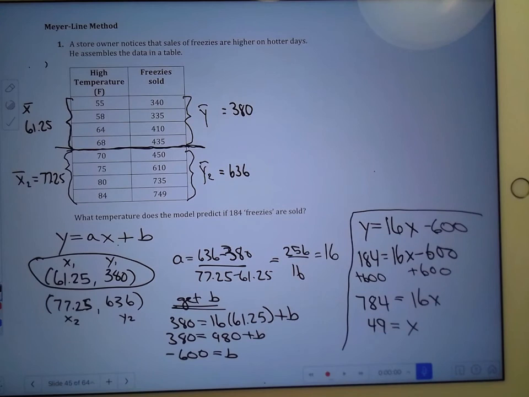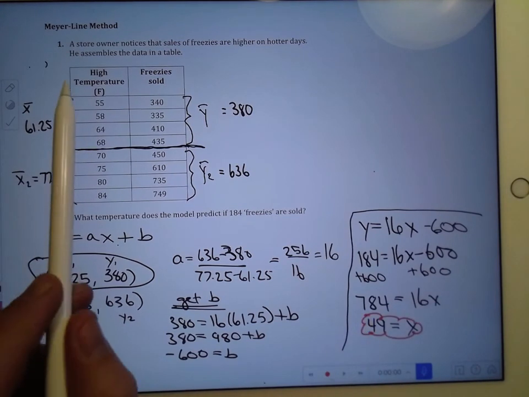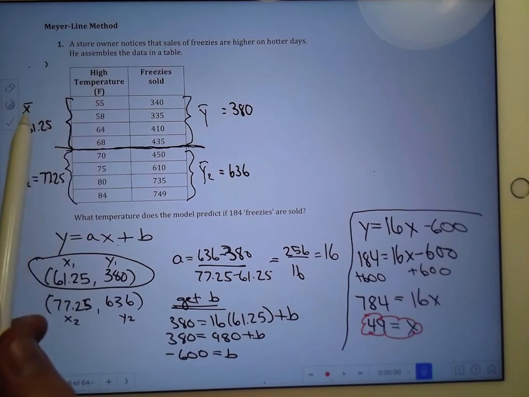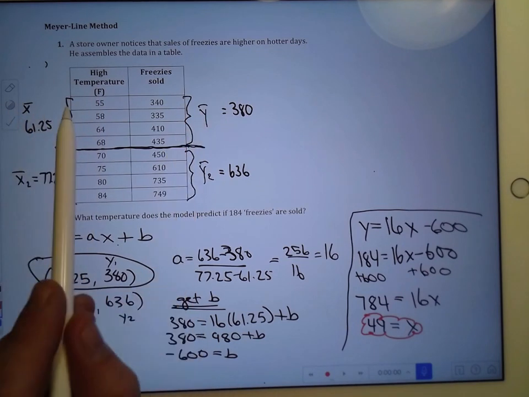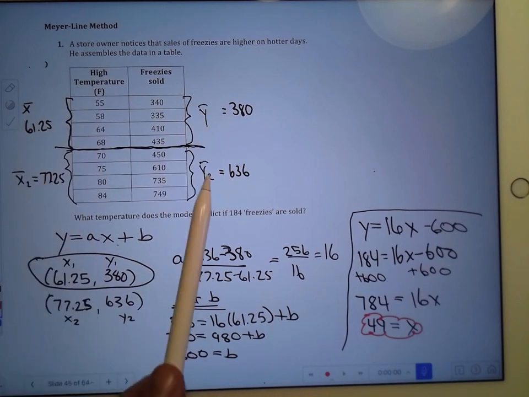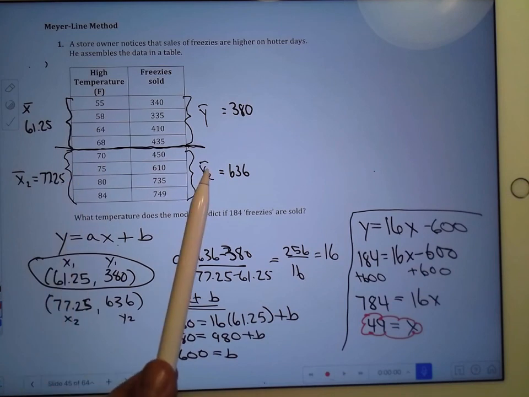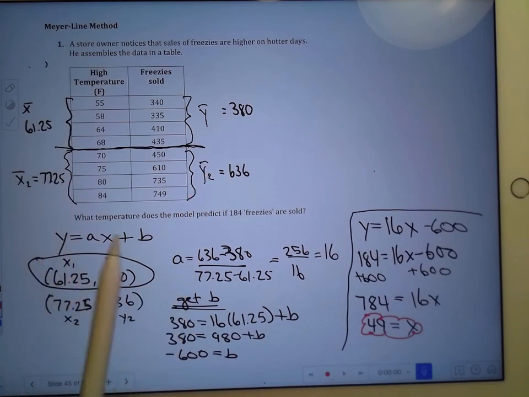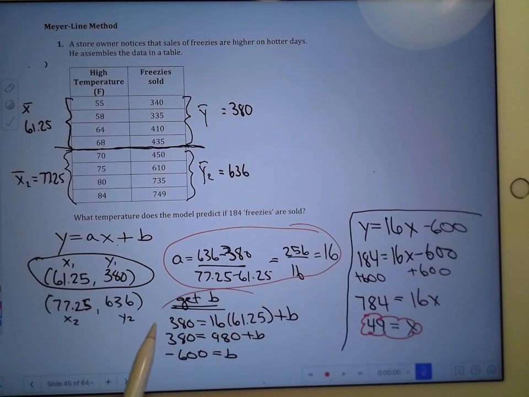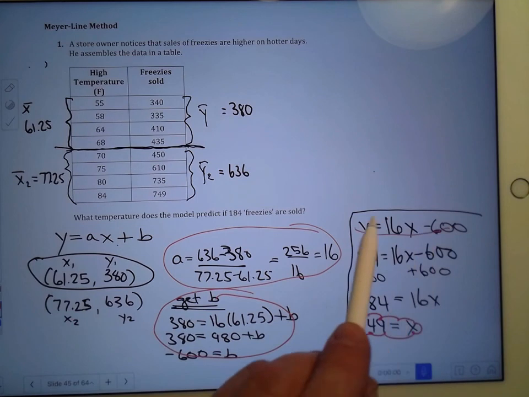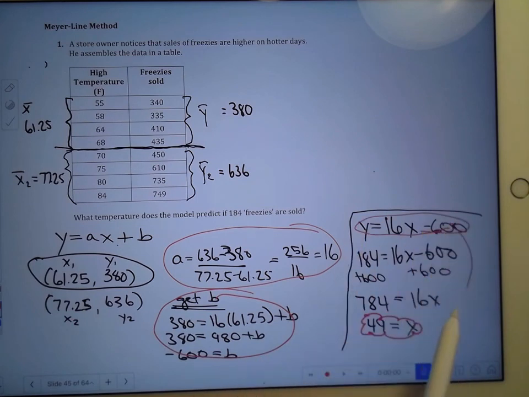Now there's your answer. Just quickly to understand what it is that we've done is we've used the table to generate an x1, y1 by averaging the top half and an x2, y2 by averaging the bottom half. And then we used our old slope of a line equation and a substitution of one of those points with that slope to get the b, which gave us our rule, which we then were able to use to answer the question. That's how Meyer line works every time.